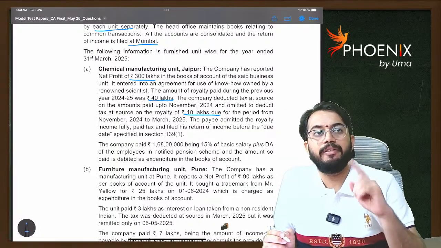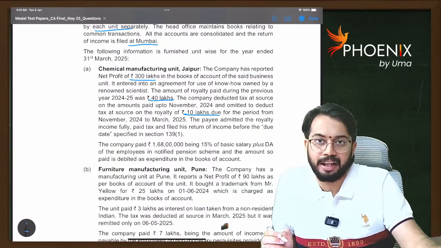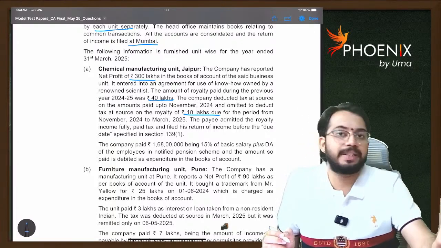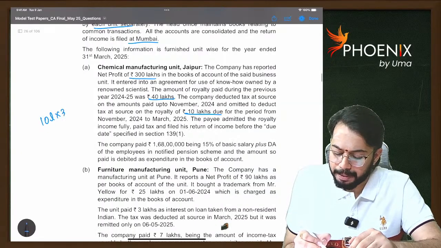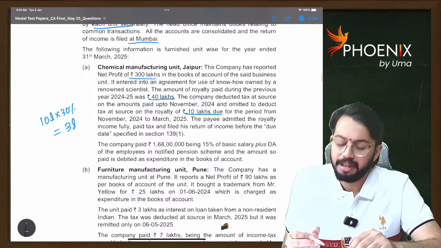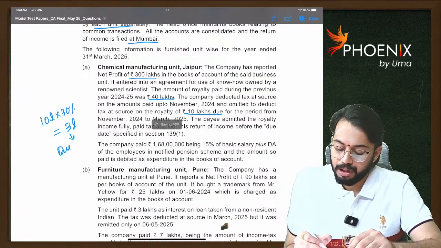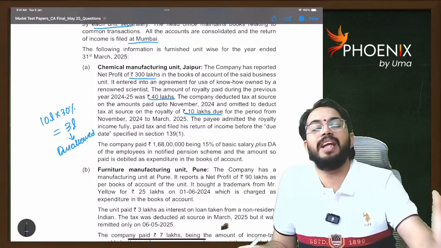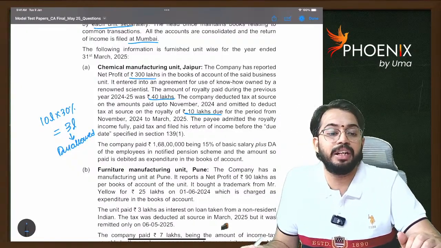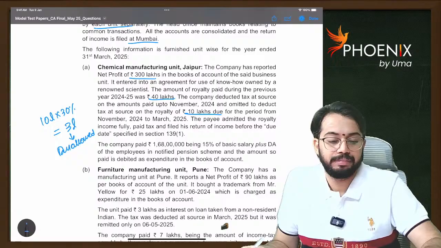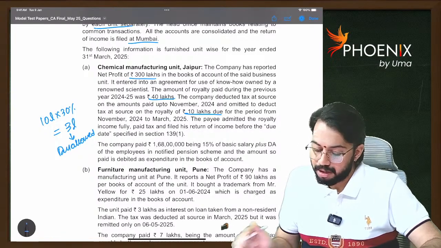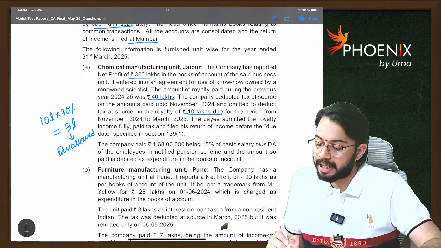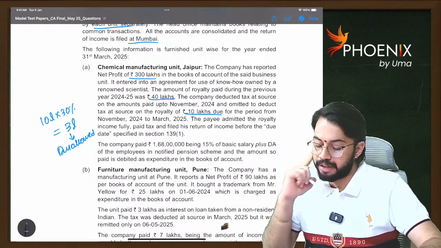See, total royalty 40 lakhs is paid, on that TDS is deducted. Second time, royalty 10 lakhs was paid, but on the 10 lakhs, no TDS was deducted. 10 lakhs into 30%, 3 lakh rupees will be disallowed. So if at the time of payment of royalty, TDS is not deducted, 30% of the expenditure will be disallowed under section 40A(1). Okay. Next. The payee admitted the royalty income fully, paid tax and filed return of income before due date under section 139(1).